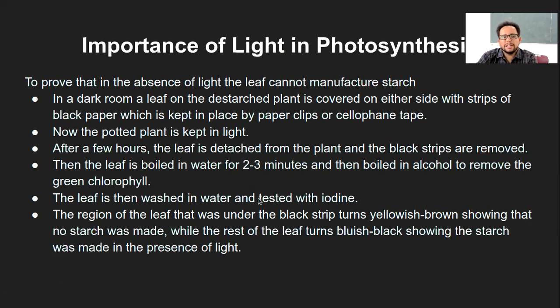One of the steps done in this experiment is boiling the leaf for 2 to 3 minutes. The leaf is kept in the boiled water for 2 to 3 minutes so that all the cells are dead, and then you put it in boiling alcohol, and the chlorophyll which was present, the green color pigment, will get removed from the leaf structure.